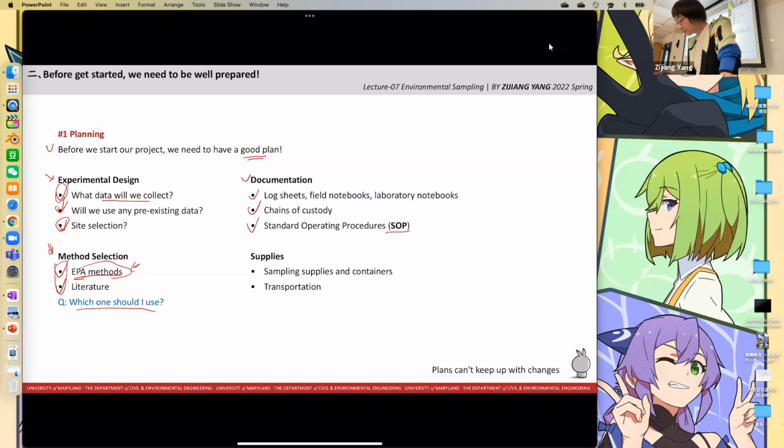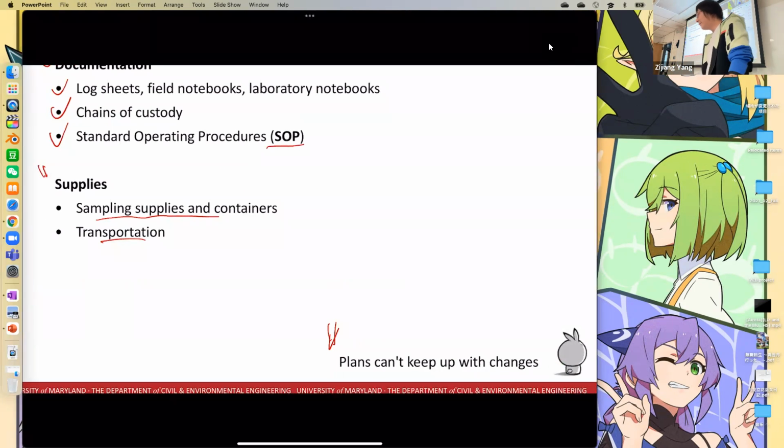And the last one is about supplies, which is about sampling supplies, containers, and transportation. And in lab 4, again, I think Maria was thinking about all of this and she was in charge of this. But on this side, we know that based on our daily life experience, plans can't keep up with changes, which is very sad.